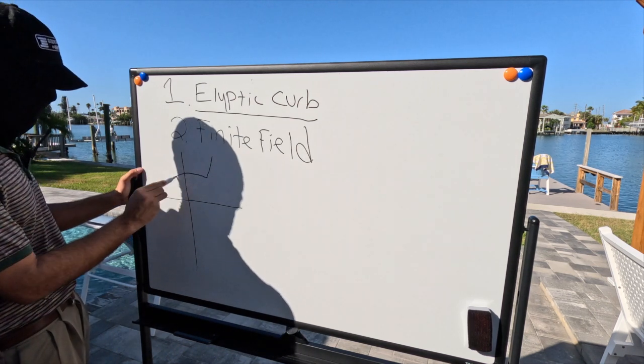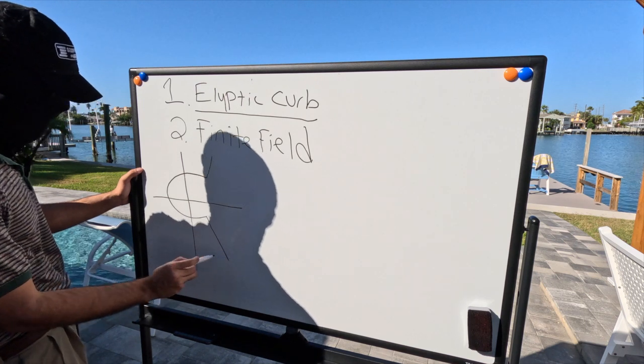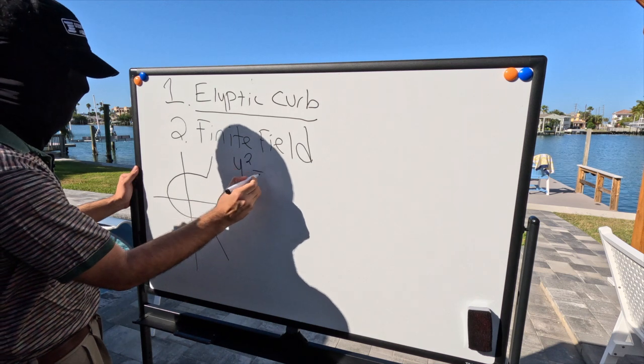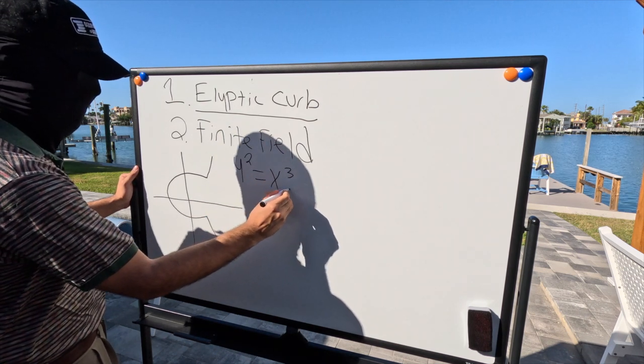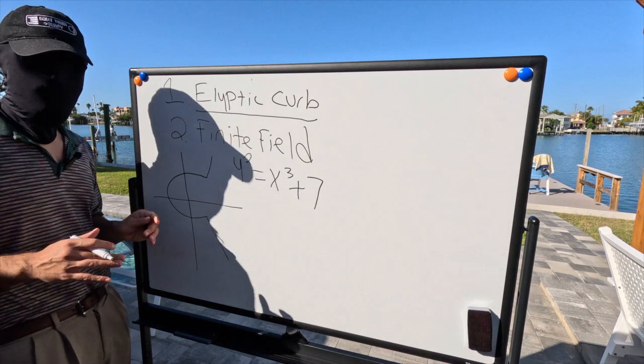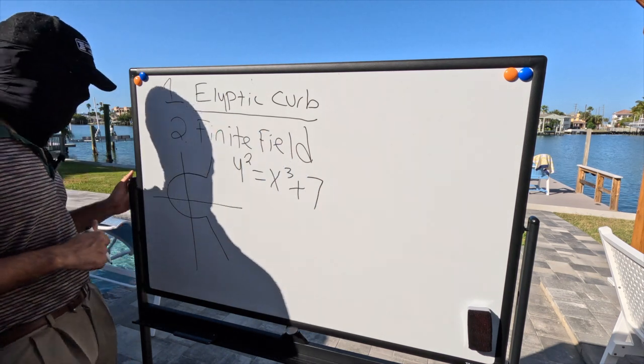This is a two-dimensional graph, and this is supposed to be symmetrical. I'm not the best drawer. It looks something like this. And it's represented as y squared equals x cubed plus 7, okay? Forget that. We're going to visualize Bitcoin without all the mumbo jumbo, all right?